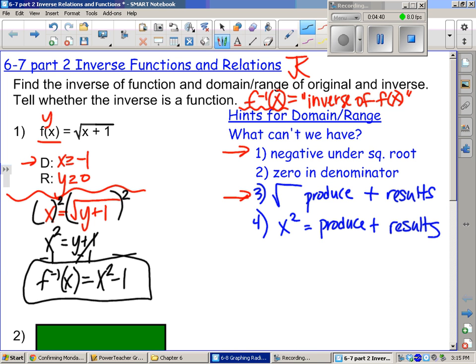So that's the second answer. Here was really the first thing we were being asked. The second thing was to find the inverse, and now we're going to find the domain and the range of the inverse. And you're probably thinking, oh, I've got to go through and do that all again. But remember when we made those t-charts?